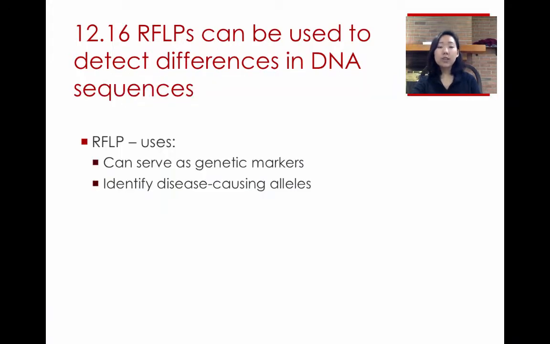Other uses for this: it's a genetic marker, kind of like your genetic fingerprint, and you can tell who's who. But you can also use RFLPs to identify disease-causing alleles. You can look and see that some people tend to have this kind of fragmentation due to their single nucleotide polymorphisms, or SNPs. You could say, well, that one nucleotide seems to be really causing this kind of disease, and do more research into it.